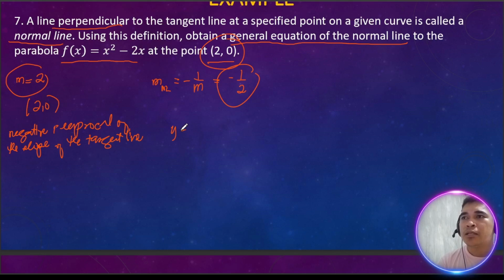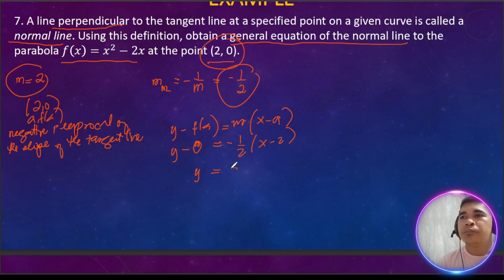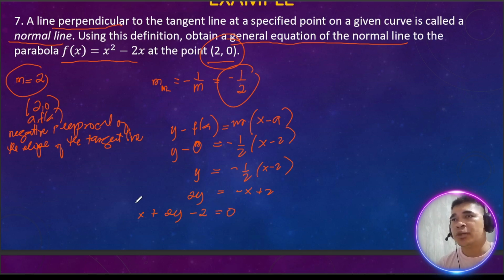Now apply y minus f of a equals m times x minus a. Substitute: what is our f of a? It is the same point. This is our a, this is our f of a. So y minus 0 equals negative 1/2 times x minus 2. Cross multiply, so we get 2y equals negative x plus 2. Moving terms, we get x plus 2y minus 2 equals 0. This is our general equation of the normal line. Take note, a general equation equals 0; it is not the same as slope-intercept form.